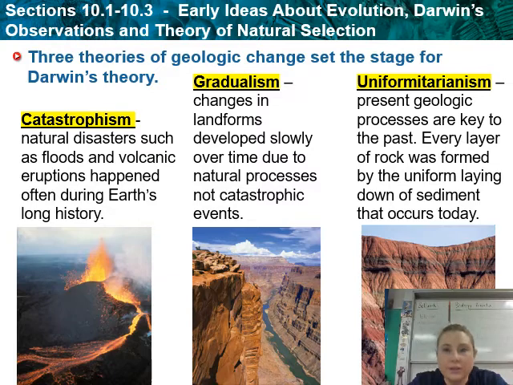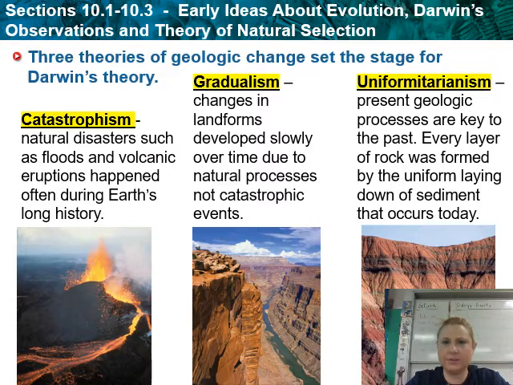So there were three theories of geological change that people regarded in the 18th century, and they are the following: catastrophism, gradualism, and uniformitarianism. I'm going to be horrible at pronouncing that word. But anyway, catastrophism. Natural disasters such as floods and volcanic eruptions happen often during Earth's long history. And we can see that at the very, very beginning of Earth's history, which we'll see in a video.